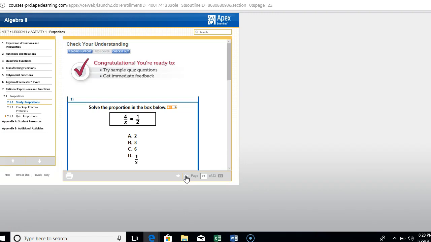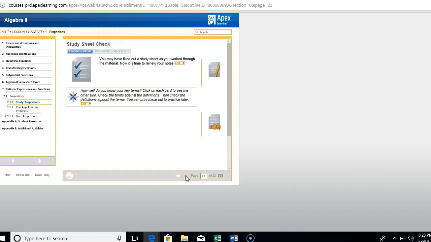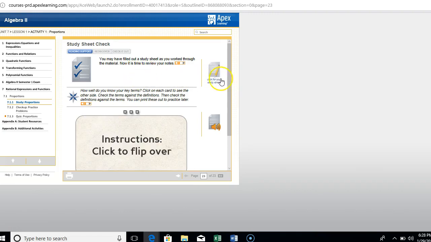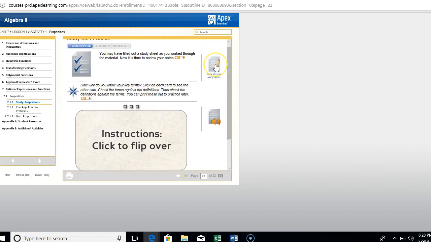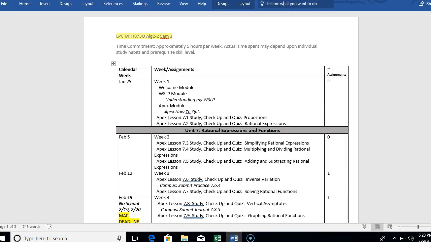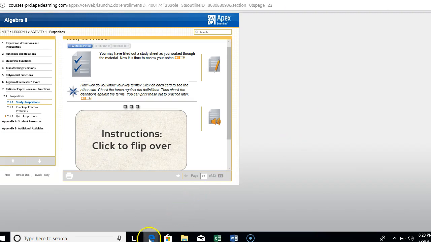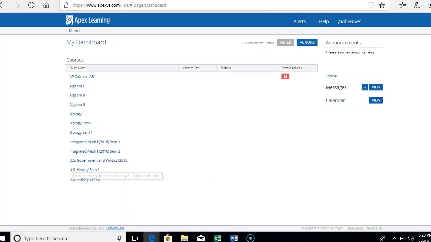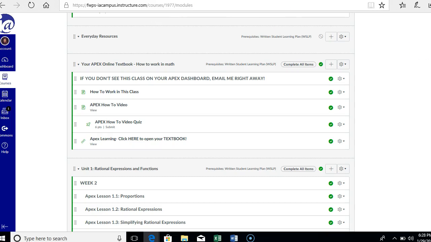More practice, a sample quiz that you're going to do, and then the last step on every study is to check your answers. So you printed off that study sheet on the very first page, you filled it out as you went. Now your job is to check your answers. Your answers for your study sheet are going to be posted in your math class. They are not available in Apex. They are going to be back here in your class.